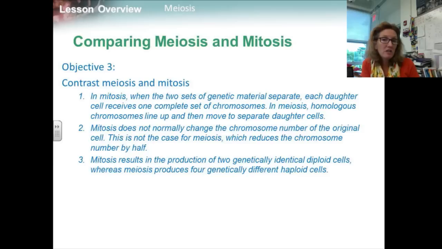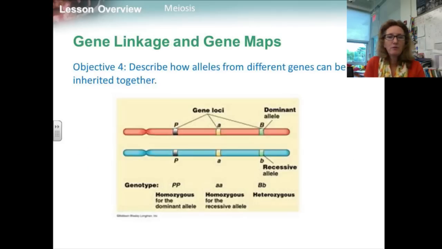Mitosis does not normally change the number of chromosomes of the original cell. This is not the case for meiosis, which reduces the chromosome number by half. Mitosis results in the production of 2 genetically identical diploid cells, whereas meiosis produces 4 genetically different haploid cells. Objective 4, moving on, describe how alleles from different genes can be inherited together.